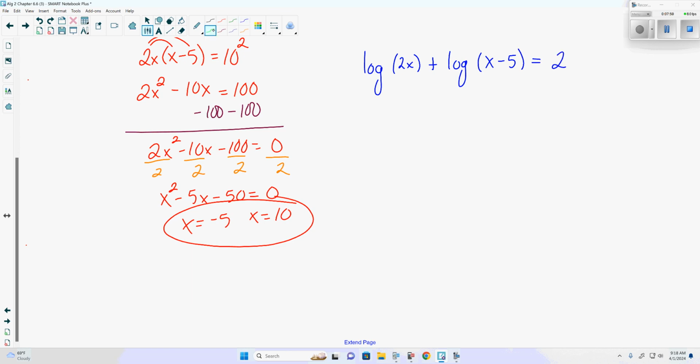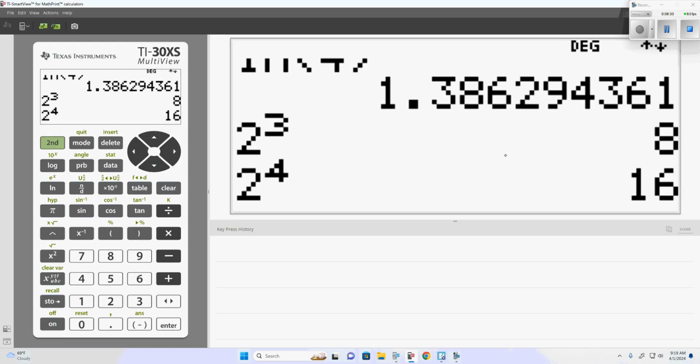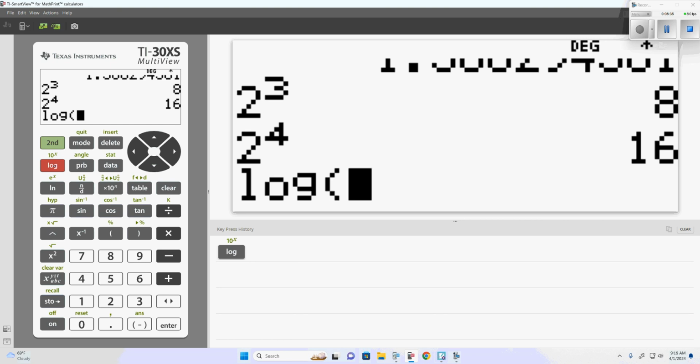So if we check this with 10, we'd have log of 2 times 10 plus log of 10 minus 5 is equal to 2. I'm going to simplify this a little bit because our first one, log of 2 times 10 would be log of 20 plus log of 10 minus 5, well, that'd be log of 5 is equal to 2. And in the 2 places where we have logs, the numbers inside of them are both positive.